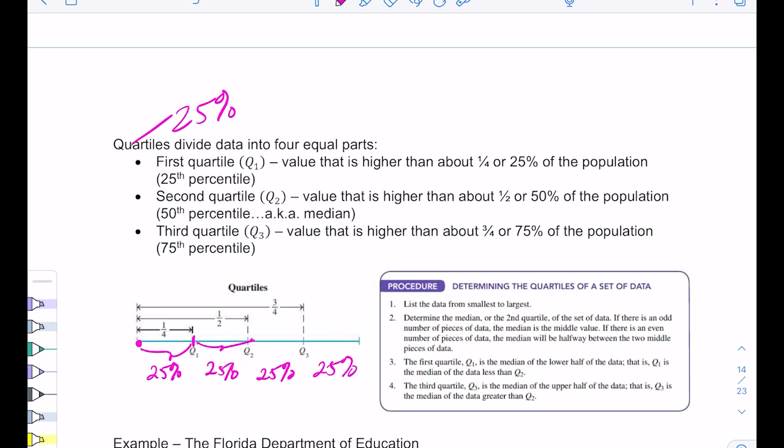So the first quartile is the value that is higher than about a quarter or 25% of the population. So the first quartile would be the 25th percentile. The second quartile is also referred to as the median. It's higher than about 50% of the population. And then the third quartile, or Q3, is a value that's higher than about 3/4 or 75% of the population. So it's in the 75th percentile.